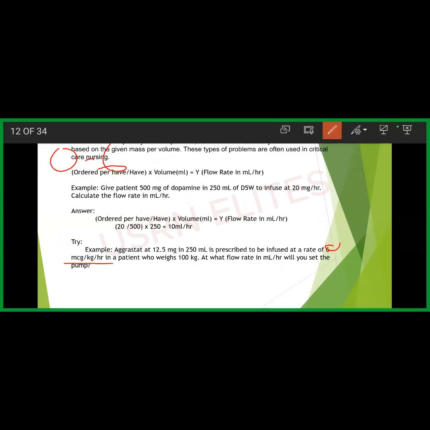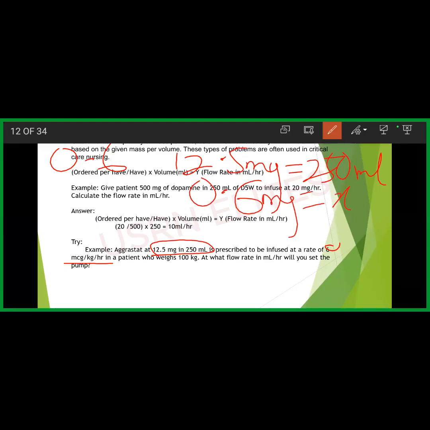Now the question is saying, watch here, that for every 12.5 milligrams, you have 250 mils. If that is so, then 0.6 milligrams will give us how many mils? Then you do your cross multiplication. Yesterday I told you to play with this thing very, very well.